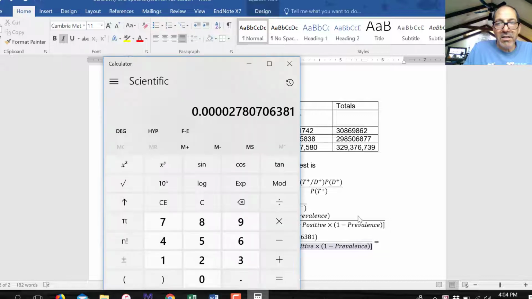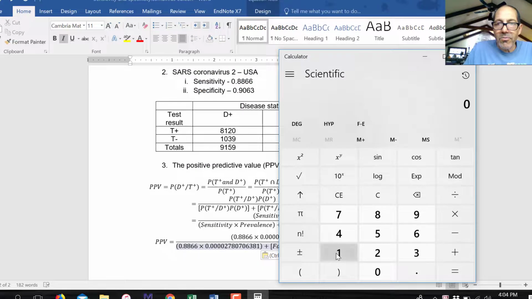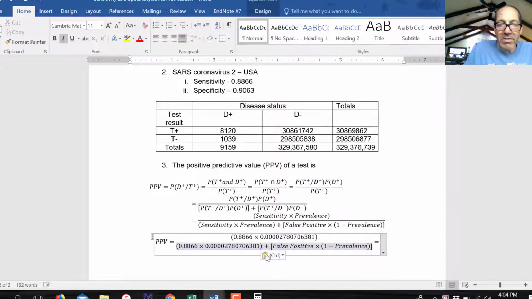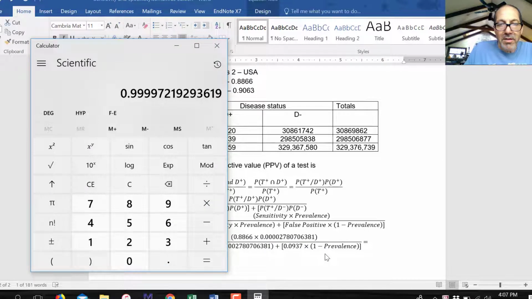So if I just do that here, let's see, I clear that out. So it's 1 minus 0.9063, which I have up here, right? 0.9063. That equals 0.0937. So this would be 0.0937. Then finally, we have 1 minus prevalence. Okay, and the last thing is 1 minus prevalence.